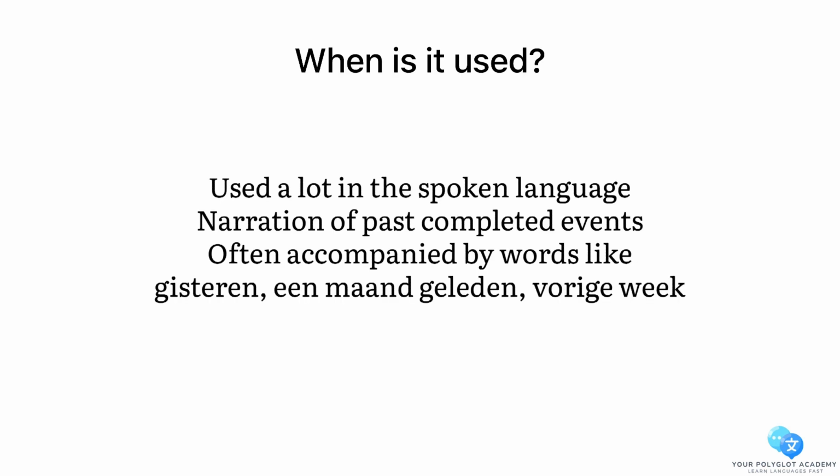The present perfect tense in English, for example, I have worked, is much more linked to the present than the Dutch present perfect, ik heb gewerkt. In Dutch, the present perfect is used a lot in spoken language and is mainly used for the narration of completed events in the past, often accompanied by words such as gisteren, een maand geleden, vorige week, etc.